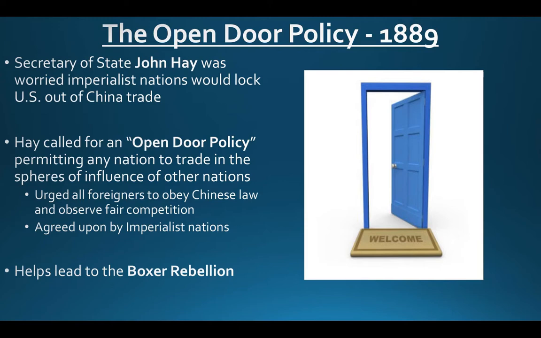And this is actually going to be agreed upon by pretty much all of the imperialist nations. The way they see it is they could then, instead of carving it up individually, which they still do a little bit, they're able to actually benefit from all of the different areas of China. And that's a big deal, right? But this is going to help lead to what's known as the Boxer Rebellion, which hopefully you remember a bit about later on in your World War II class.